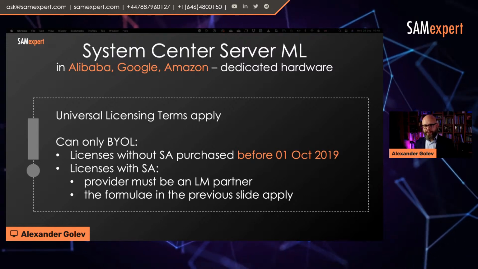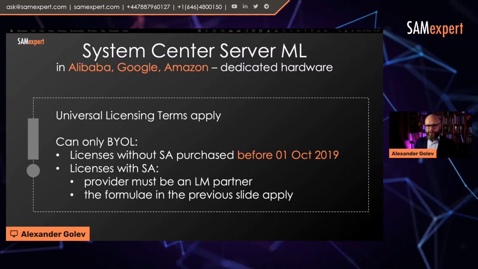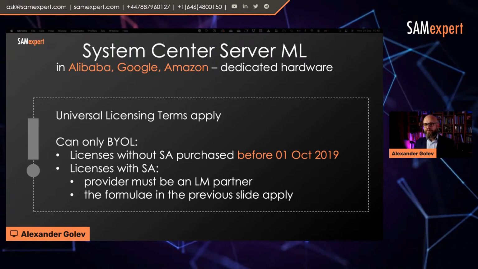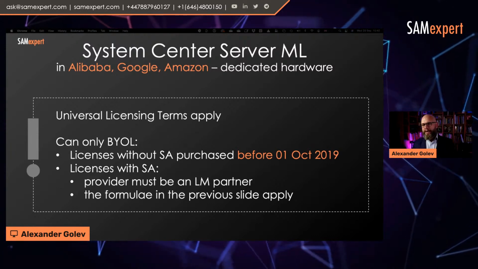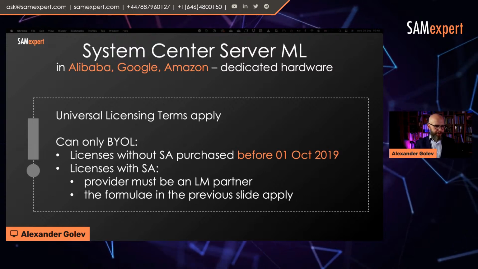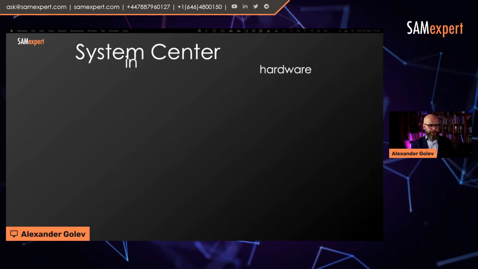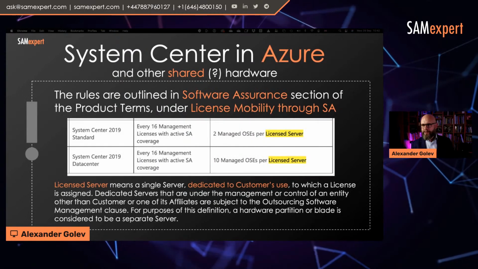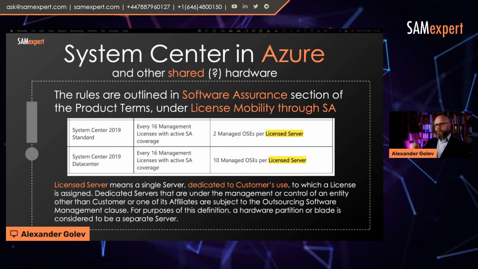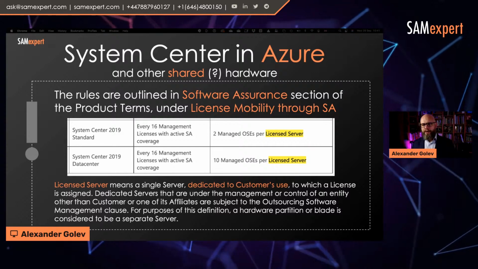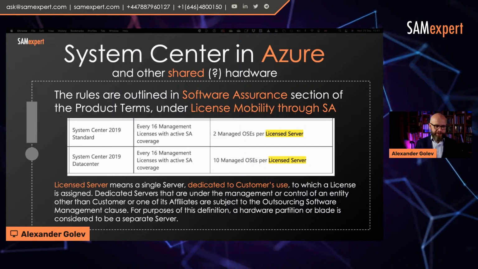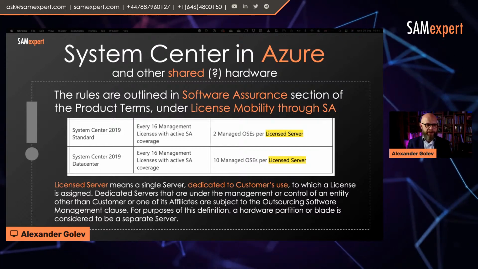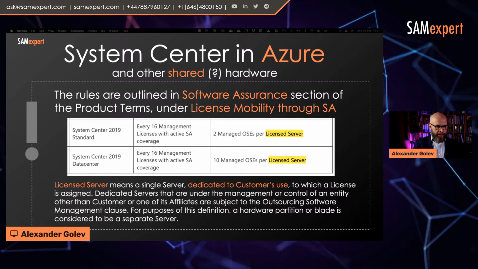I'm sure these three clouds are authorized License Mobility partners. I'm pretty sure they are. As far as I know, none of them is a QMTH, but that's a different thing, so don't think about it right now. And then the formulas in the previous slide apply. These formulas, how you license. Pay attention, by the way, that there's no unlimited virtualization when you bring your licenses to cloud. It's entirely differently calculated. 10 managed OSEs per 16 core licenses. You can stack them as well.